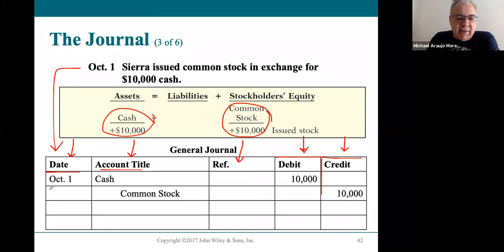That's all the analysis. This is what we put in the journal. Cash, $10,000 debit, common stock, $10,000 credit, period. That's it. That's what we're doing today.